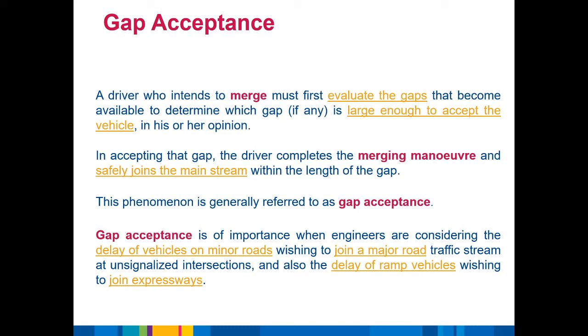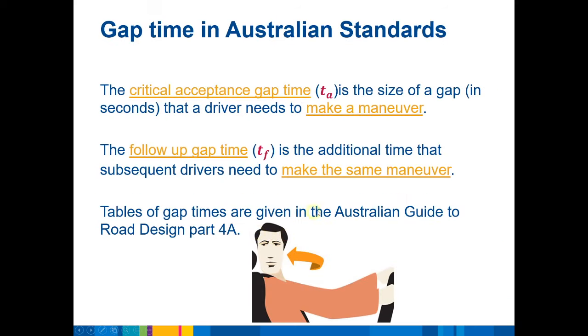Your question 2 for the key lecture questions today is: explain the term gap acceptance. Hopefully you're able to do so after reading this slide. So we have some Australian standards that give us gap times. We have critical gap acceptance time, or critical acceptance gap time. We have a follow-up gap time as well. This term TA is the size of a gap in seconds that a driver needs to make a maneuver. And the follow-up gap time, TF, is the additional time that subsequent drivers need to make the same maneuver.